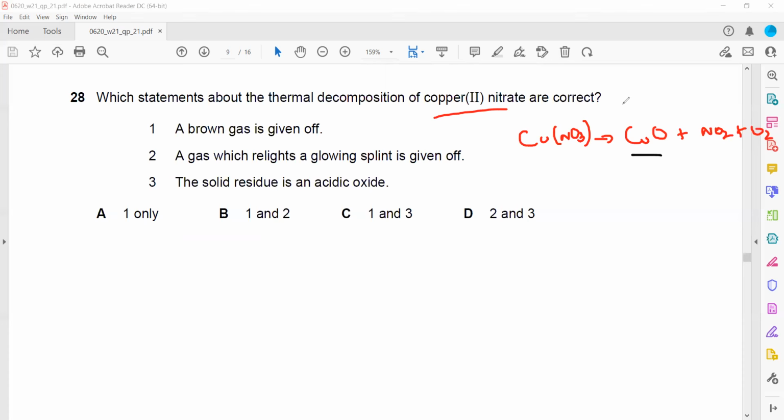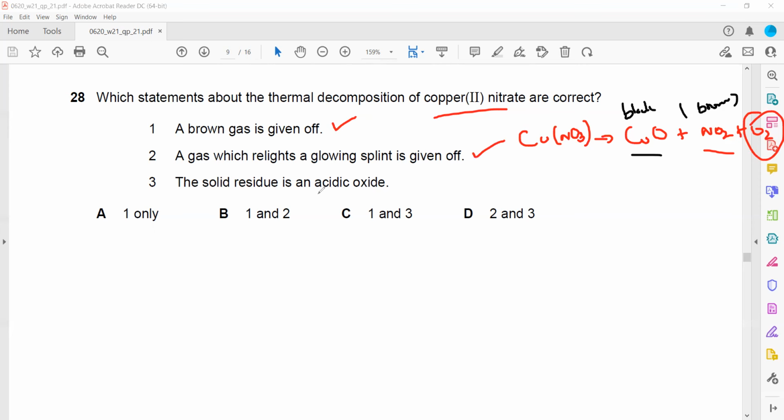Copper oxide is a black solid which is formed. Nitrogen dioxide is a brown gas. It's an acidic gas and it is brown in color. And oxygen has the tendency to relight a glowing splint. So a brown gas is given off when we check this statement. Statement 1 is correct because nitrogen dioxide is a brown gas. A gas which relights the glowing splint is also given off. That is a characteristic of oxygen.